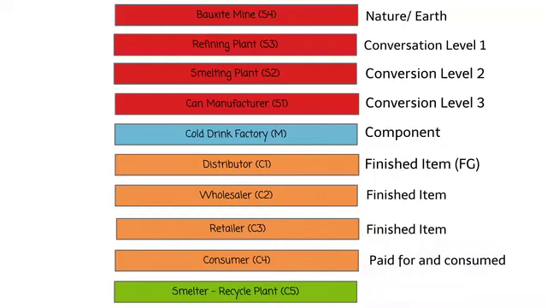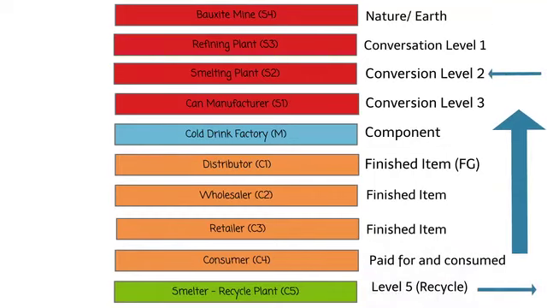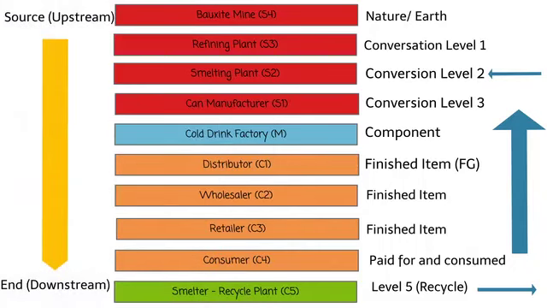The empty cans can then be recycled to the smelting plant. Next to the boxes there is a long yellow arrow that refers to the source, which is the upstream, and the end, which is downstream. These are important references in the supply chain structure and will be handled in more detail later in this lesson.